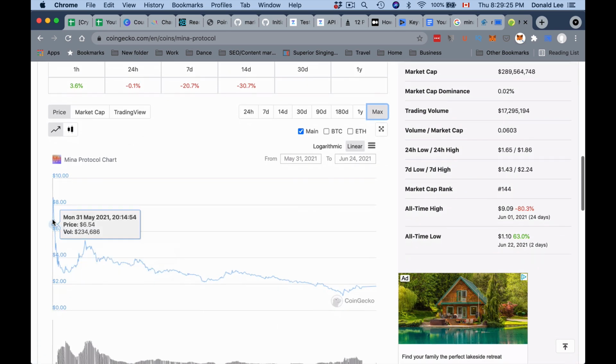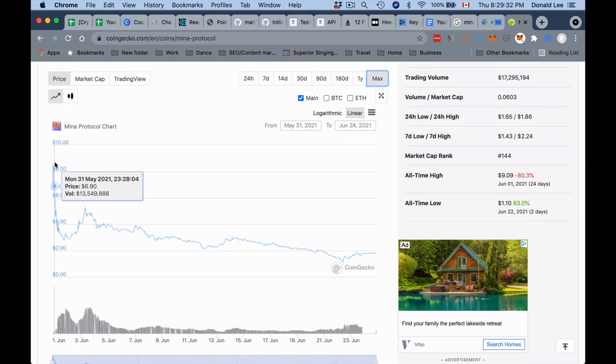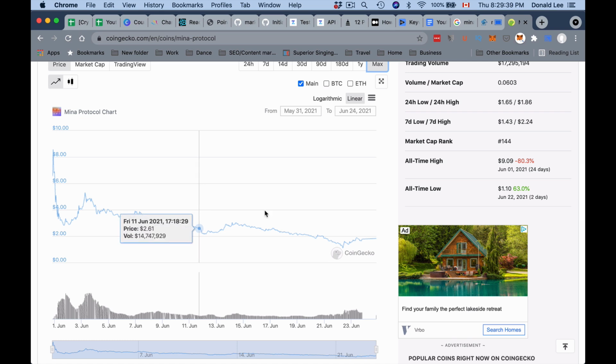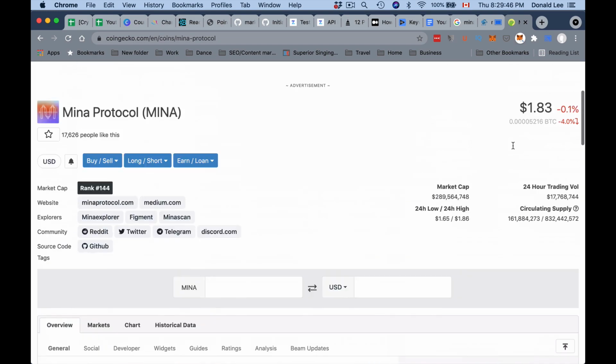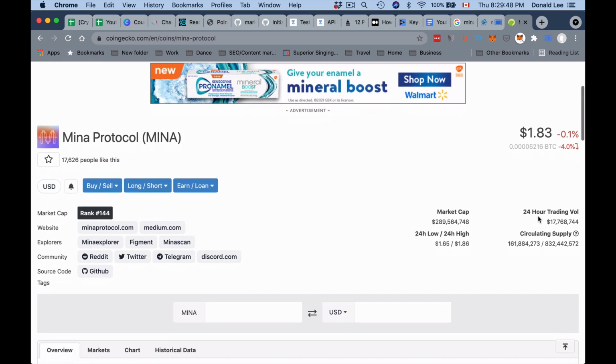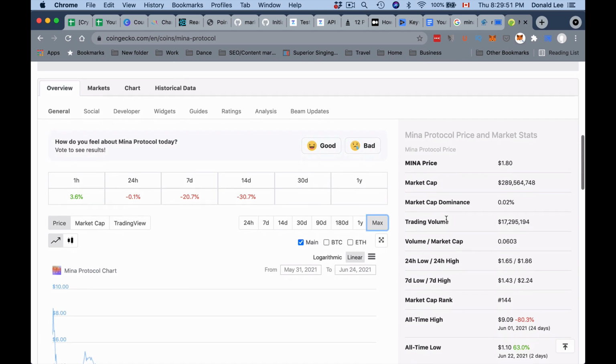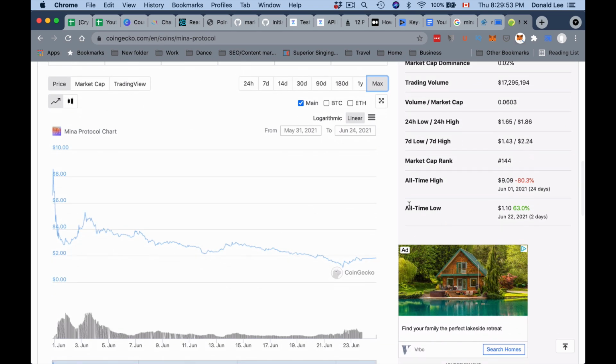This started trading really recently at May 31st of 2021, it looks like. And it started off really high. You can see that they hit an all-time high at $9.09 back on June 1st, but it already lost pretty much 10x almost. It's now sitting at an all-time low at $1.10, and the recent price is $1.83. So they really started selling when pretty much Bitcoin was being dumped, which led to all the altcoins to drop. So they had really good timing.